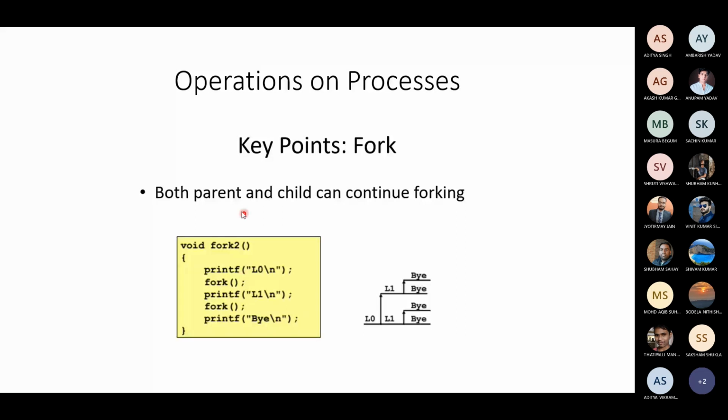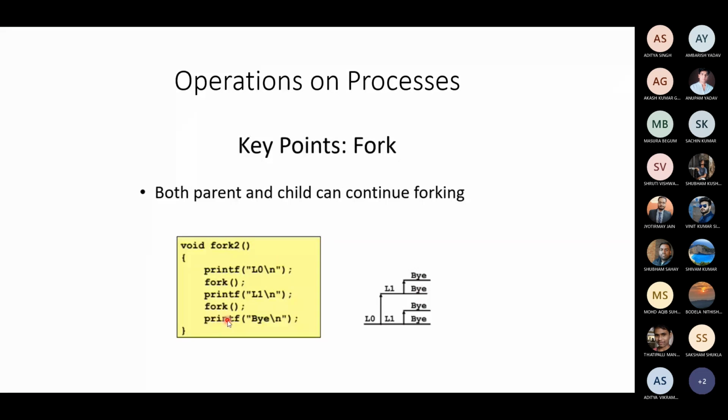Because both parent and child can continue to fork each other. So the fork, initially, will divide this program into two parts. You print L0, you call fork, then it will divide into two parts. You will print L1 and L1 will be printed. Then again you fork this L1, again it will create two processes. This parent and this child, again it will create two processes. So you will get 4 processes.